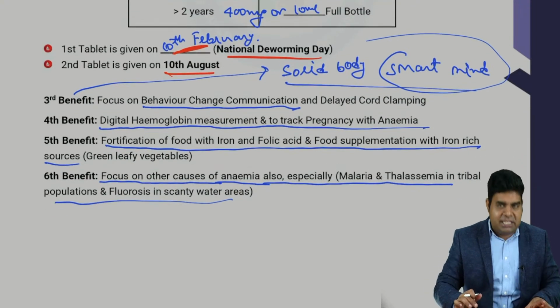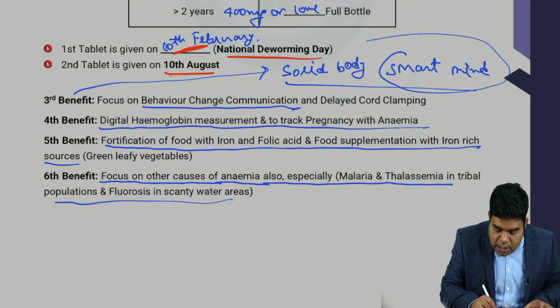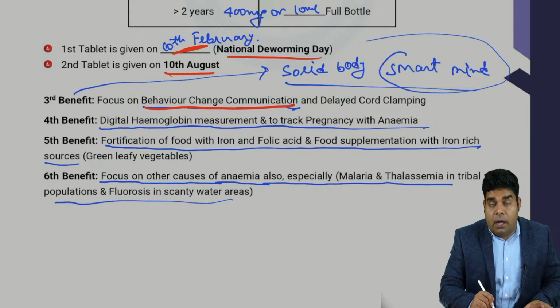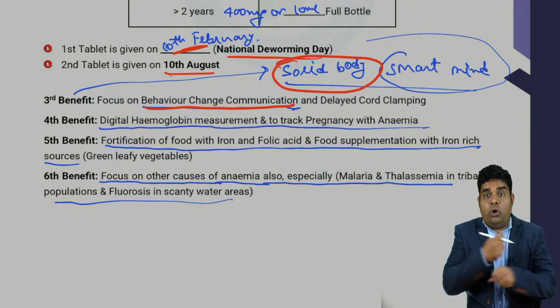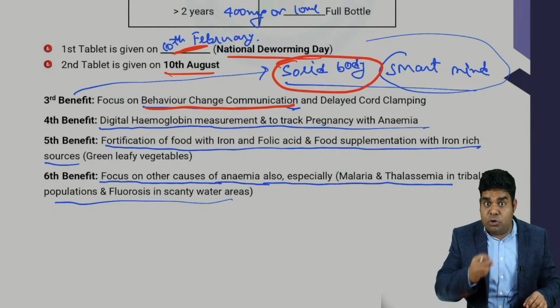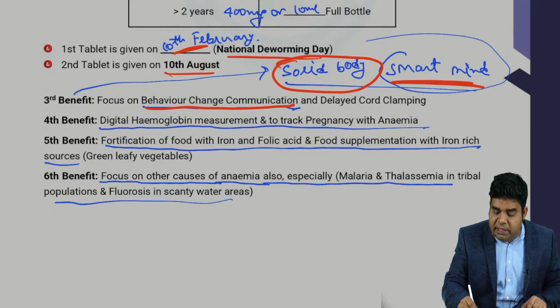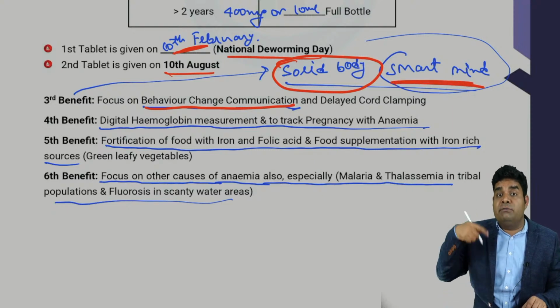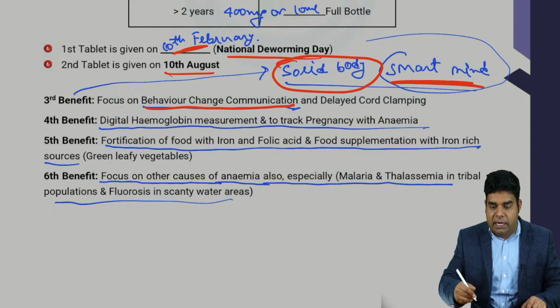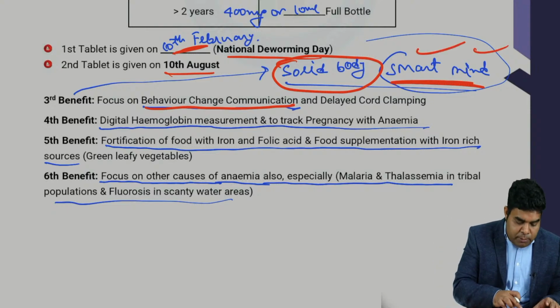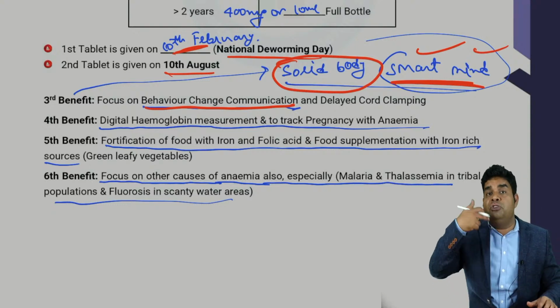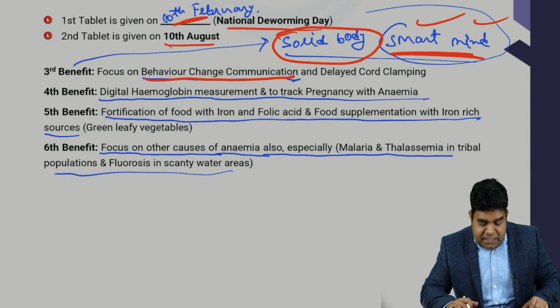The third is BCC. BCC means behavior change communication. You will say to the child that if you eat iron tablet, you will be able to hit all the children of your colony. They will take it, solid body. And you will say to the mother that, mother, if you will eat it, your child will come first in the class. He will have a smart mind. So then the mother will take it. So this logo of the program, solid body, smart mind, can be used to change the behavior of people. That's why it is BCC.